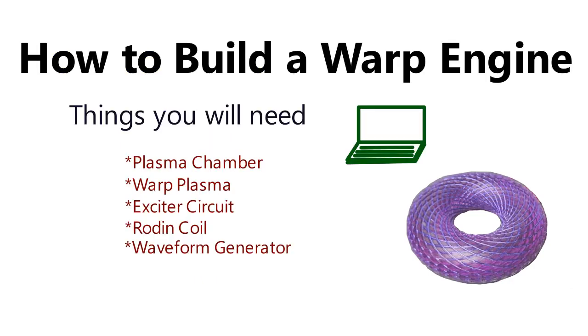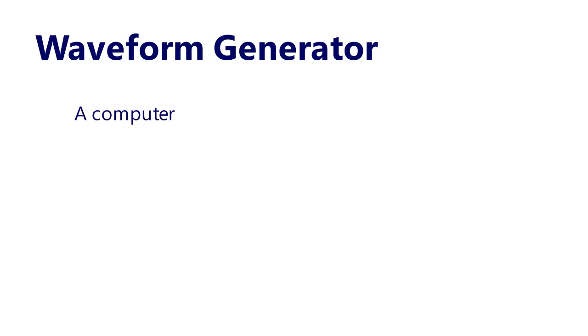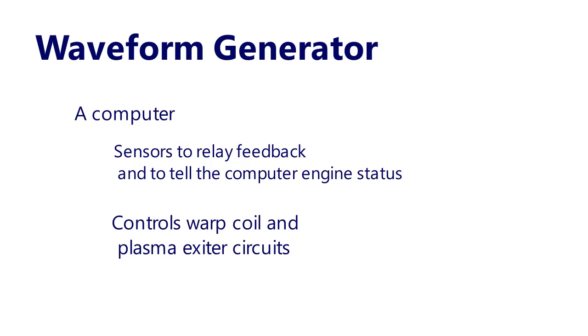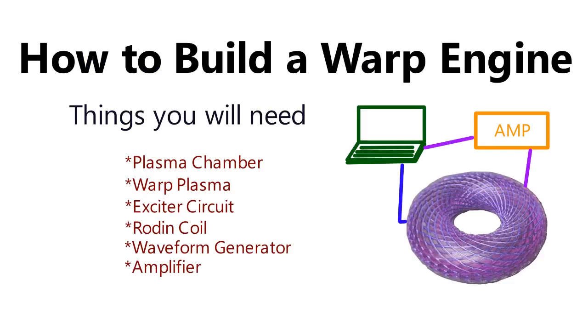Next, you need a waveform generator, or just a computer. This thing doesn't run off of simple DC or AC power, but intricate fractal energy patterns. You would need to sense the state of the engine so that it could compute waveforms for both the warp coil and the exciter circuits so that everything worked as one unified piece. And the last thing you would need is an amplifier to power the warp coil.